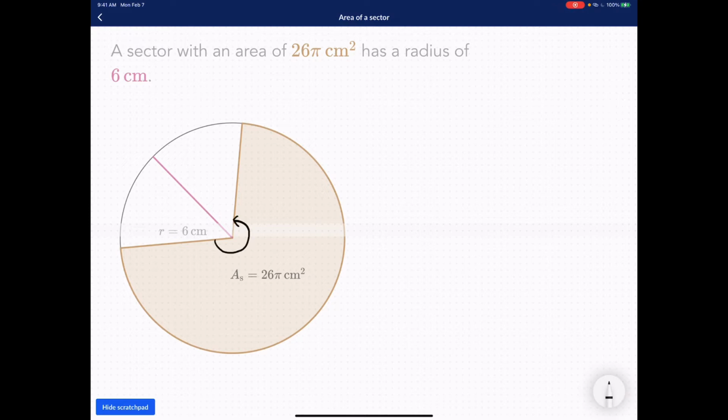And the question is, what is the angle? But we don't want it in degrees. We actually want it in radians. So not angle, but radians.